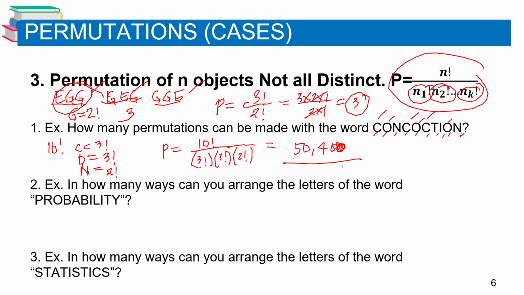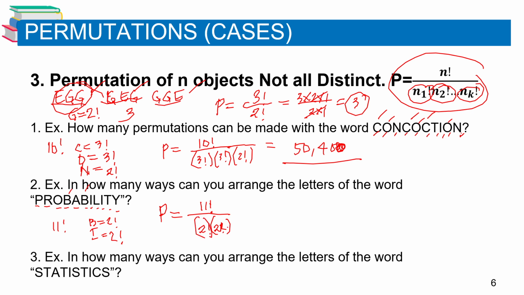So if we apply the calculator, 10 factorial over 3 factorial times 3 factorial times 2 factorial. Now let us have probability. The word probability has 1, 2, 3, 4, 5, 6, 7, 8, 9, 10, 11, so this is 11 factorial. The letter repeated in probability is B, which is 2 factorial, and I, which is also 2 factorial. I guess no other letter is repeated. So by the formula, 11 factorial over 2 factorial times 2 factorial.